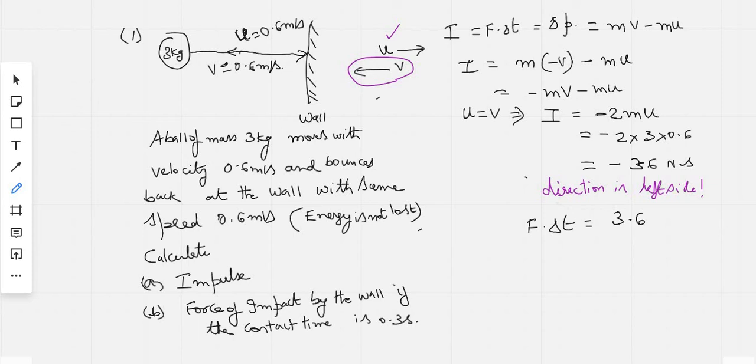Of course, the negative sign is there, but in this calculation we don't take the negative sign. So F equals 3.6 divided by delta t, and delta t is 0.3 seconds. So hence the answer is 12 newtons. So 12 Newton is the force acted by the ball on the wall.